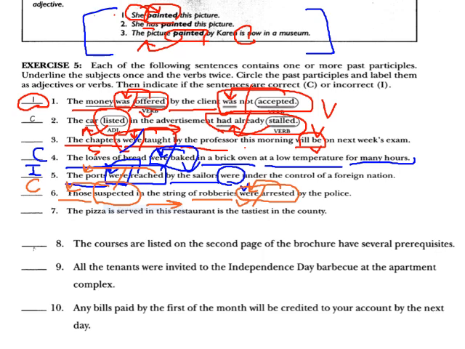Fine. Number 7. The pizza is served in this restaurant is the tastiest in the county. Fine. The pizza is the subject, is served. Here it is a verb. Why it is a verb? Because it contains served, which is the past participle, and it is accompanied with is, which is a verb to be. So is served is a verb. Thus, we need to continue the whole sentence in order to make sure it doesn't contain another verb.